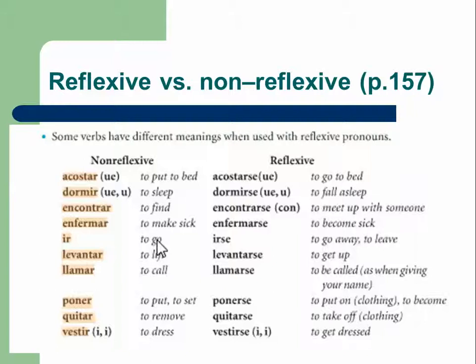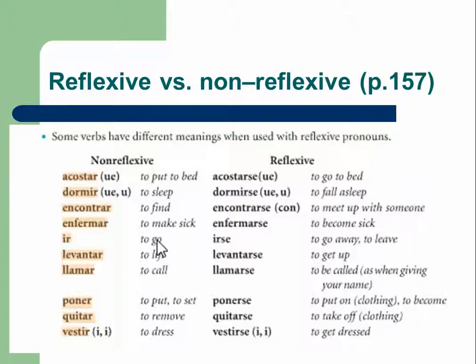Ir is to go, but irse is to take yourself and leave, to go somewhere. So irse is to actually leave, which is a super common verb, super useful verb, and you can use it from now on, now that you know it. Using the verb irse is much better than using the verb salir for leaving.